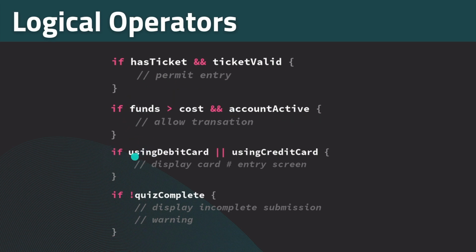In this third example, if we're either using a debit card or using a credit card, then we'll enter this block. Since we're using or, either one of these can be false. So if this is false, that's okay. And if this is true, we'll still enter. If both of these are false, then we won't execute the code here. So as long as one thing is true with all of these expressions, then we'll be able to use the if block here. And finally, here at the bottom, we have a negation. So if the quiz is not complete, then we're going to display an incomplete submission warning. This quiz complete here, that's going to be a Boolean. So that's either going to be true or false.